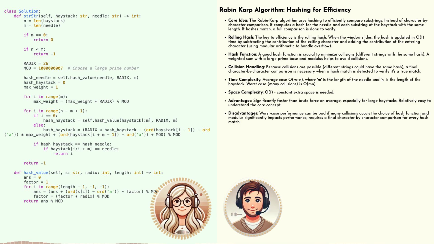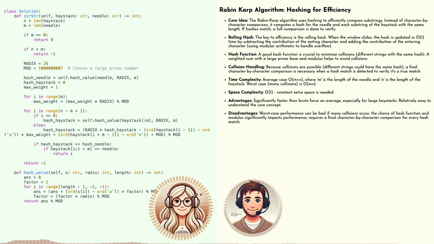While the average case is excellent, in the worst case scenario, if we have a ton of hash collisions, the time complexity could degrade. It could go back to big O of m times n, which is similar to brute force. And the choice of hash function, the actual mathematical formula we use for hashing and the modulus we use for our calculations, those can significantly impact performance.